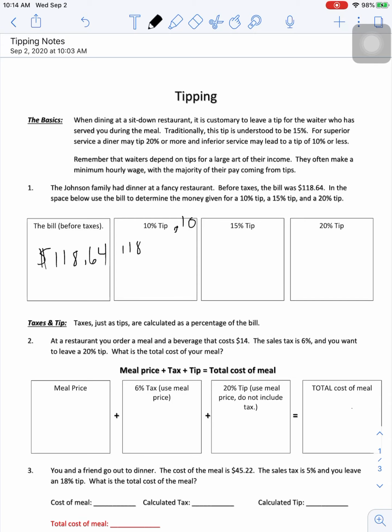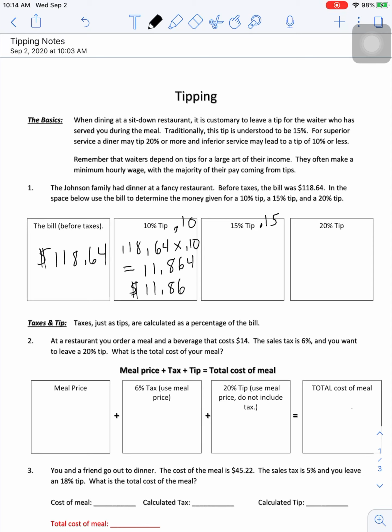So if I want to figure that out, I would take the 118.64 times the 0.10, and that's going to come out to be 11.864. Okay, so I'm going to look at that 4, and we're going to keep the tip as $11.86.